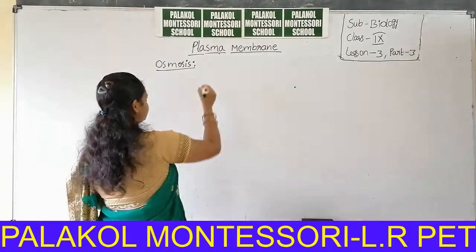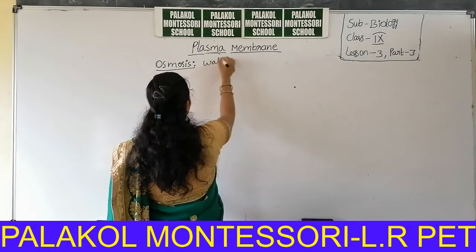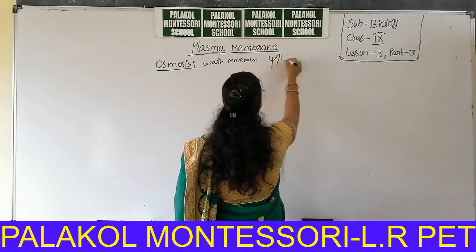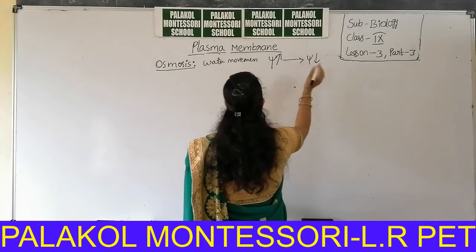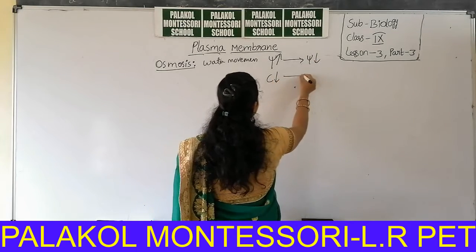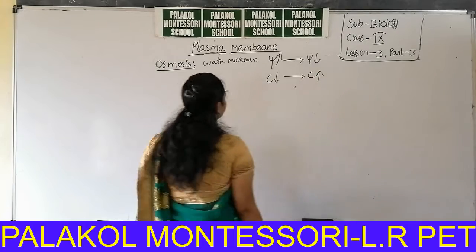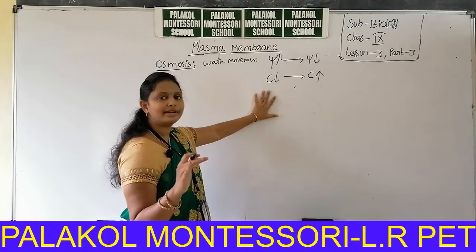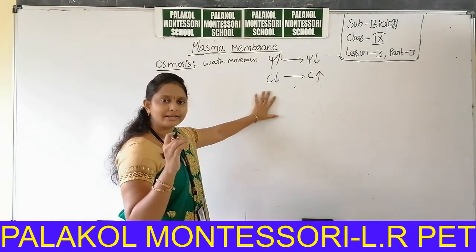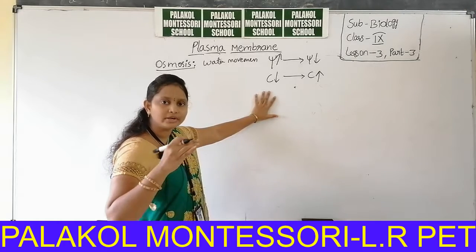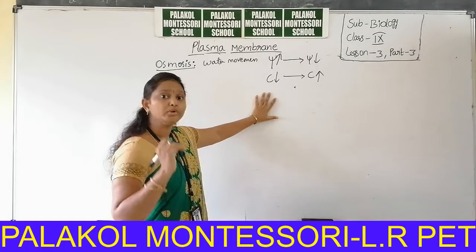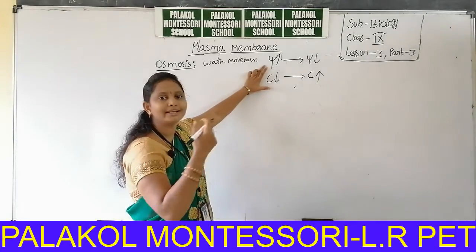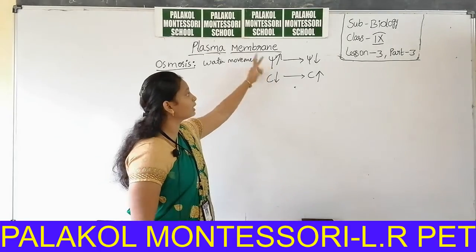I said that osmosis means water movement from a high potential region to a low potential region, or from a low concentrated region to a high concentrated region. Low concentrated region means water is very more, that's why solute is very less. If solute is less, concentration is less. If solute is more, concentration is more. So when solute is less, the solvent water is more, so water potential is more.